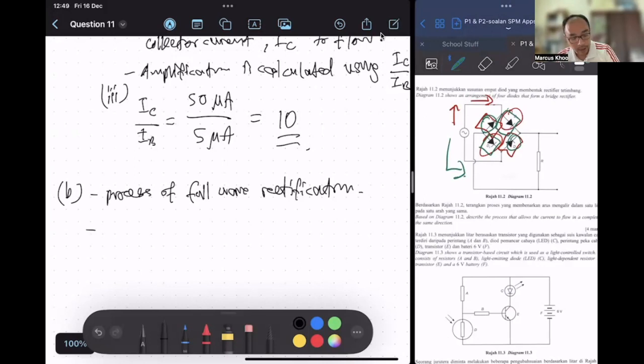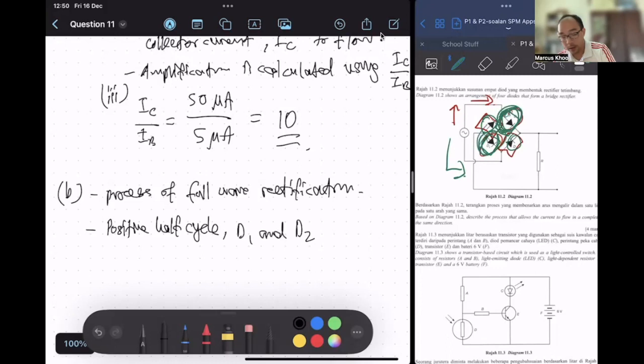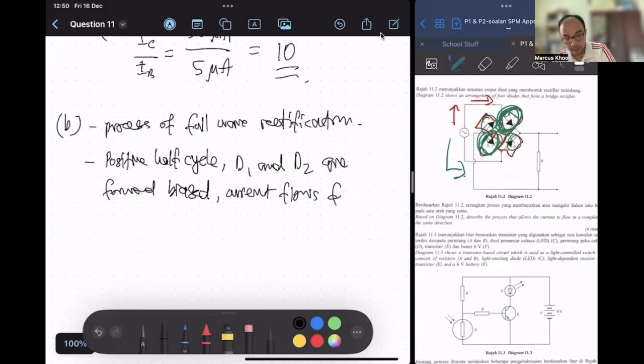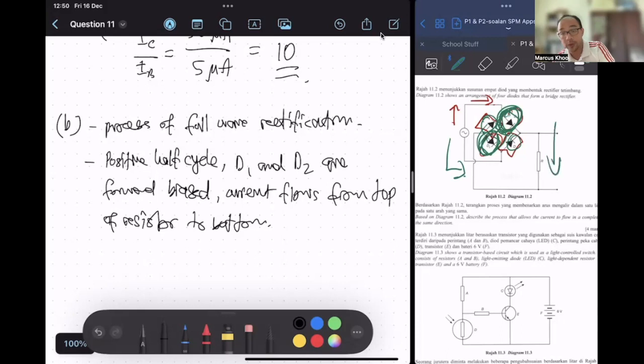So first of all, in the positive half cycle, D1 and D2, which is this one, are forward bias, and then current flows from the top of the resistor to the bottom, which is from here to here.